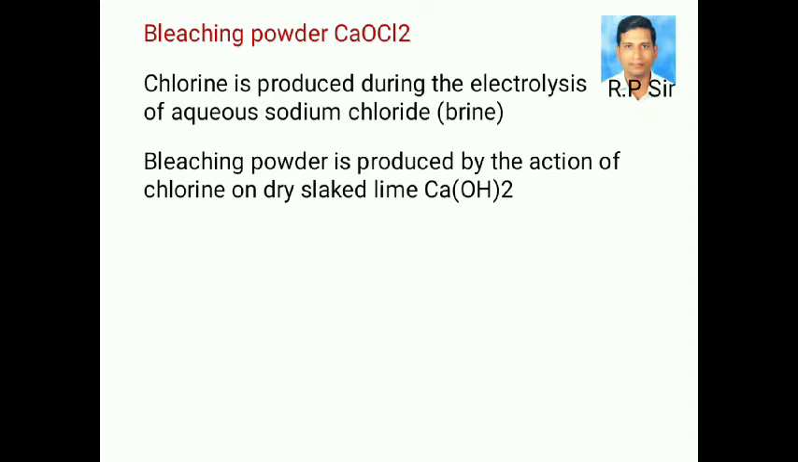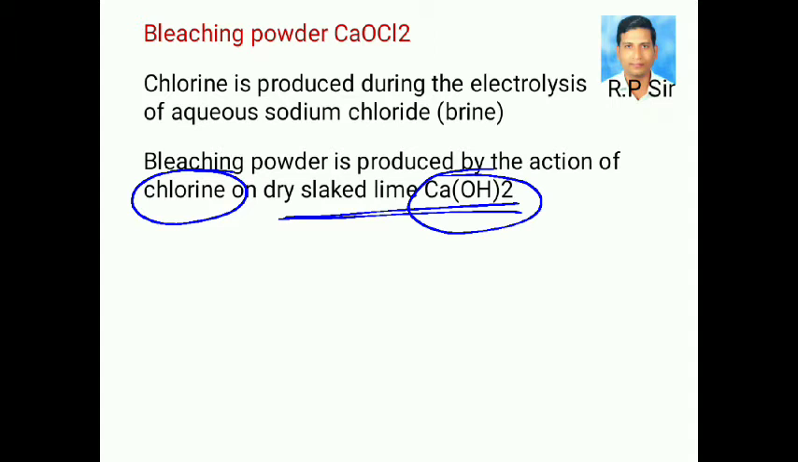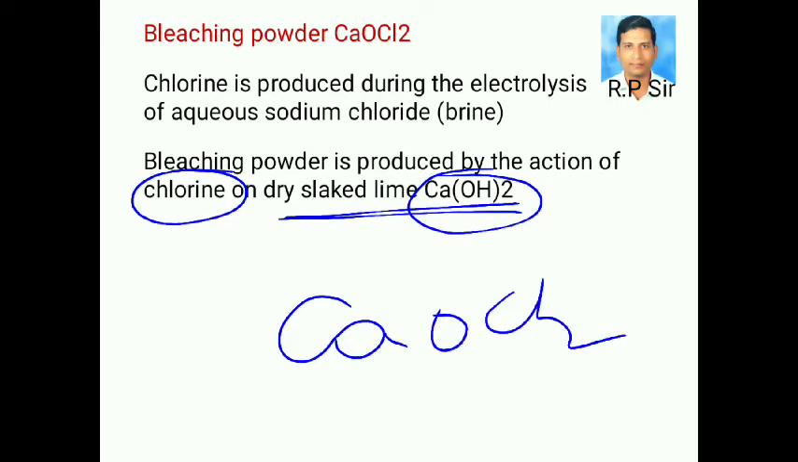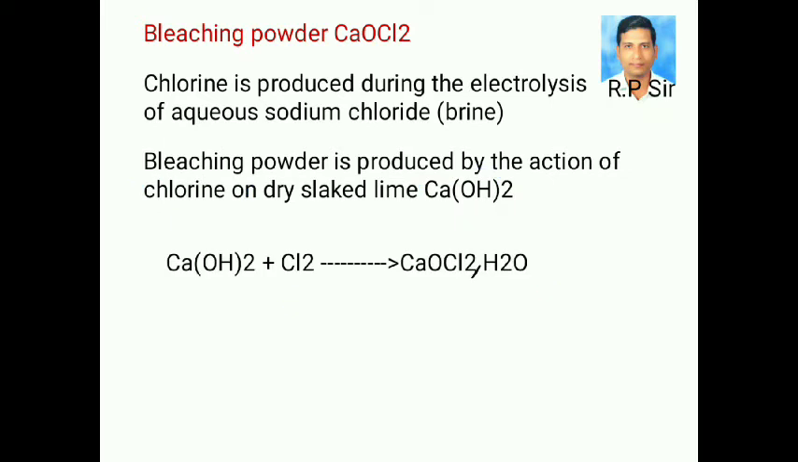Bleaching powder is produced by the action of chlorine on dry slaked lime, that is calcium hydroxide. Bleaching powder is represented by the formula CaOCl2. Bleaching powder preparation: the action of chlorine gas on dry slaked lime produces bleaching powder plus water.